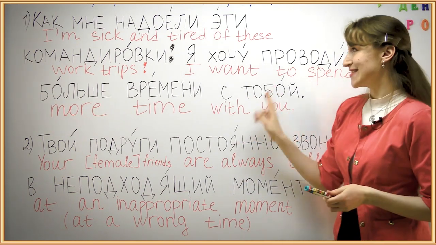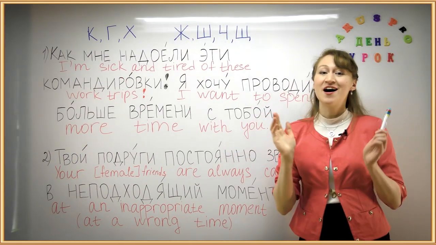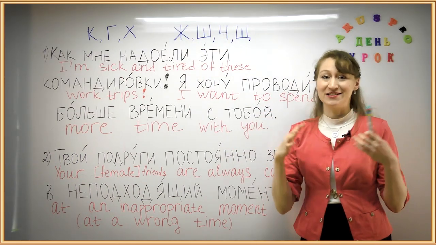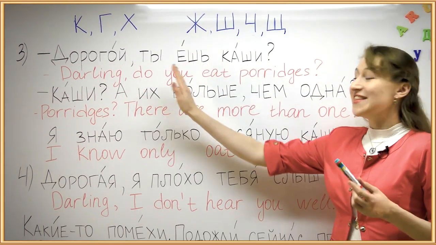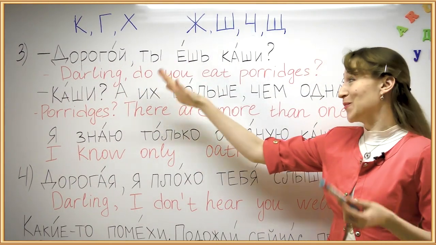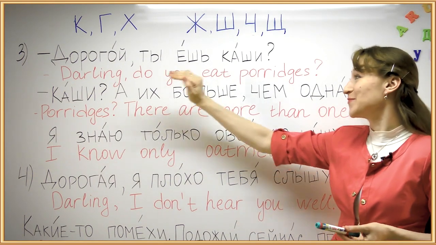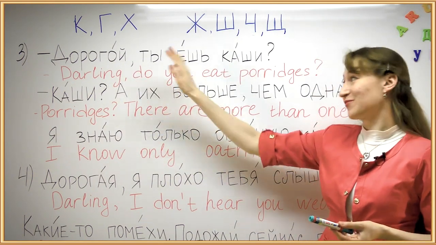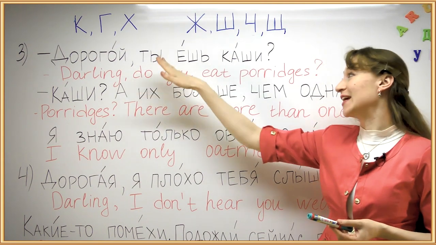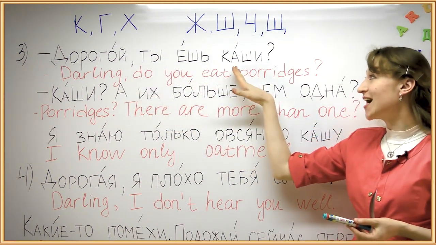And the last two examples for this rule are phrases that you can use in everyday life. This can be a potential dialogue between a Russian wife and her foreign husband. Дорогой, she asks him. Дорогой, ты ешь каши?